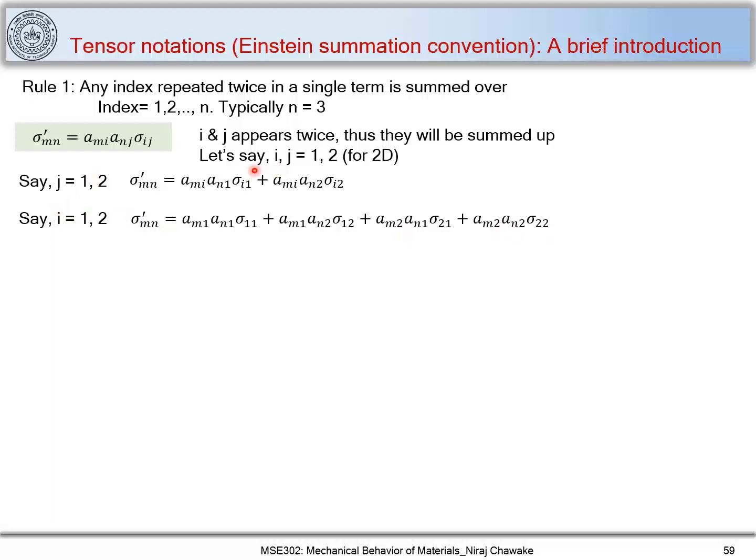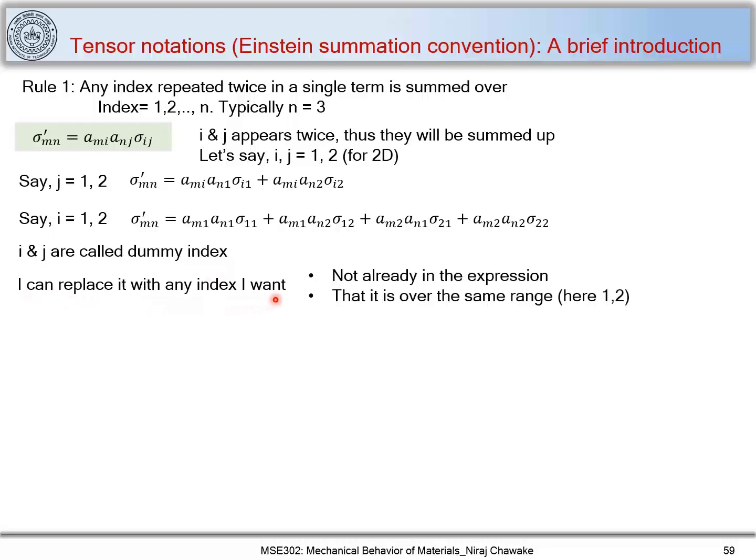So summation can be done till what? Till you define i and j. Like for 2D, we define i and j varies from 1 to 2. So i and j are called dummy indices. So what does that mean? I can replace them with any index I want. Let's take an example and understand it. But there are conditions which you have to put. They should not already be there in that expression, so that means they should not be present, and that is over the same range.